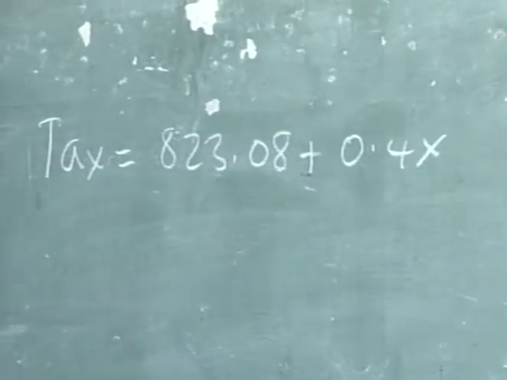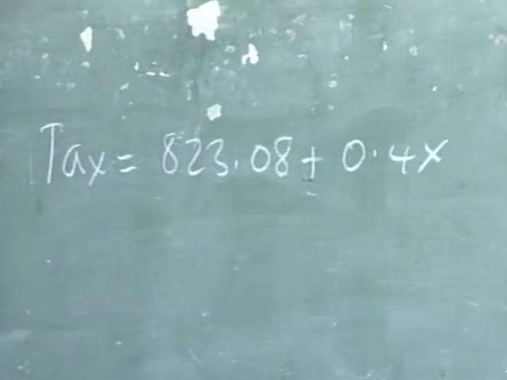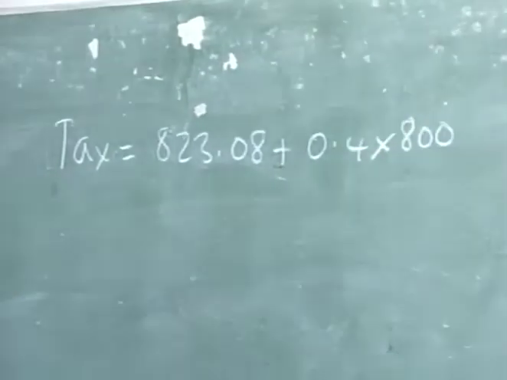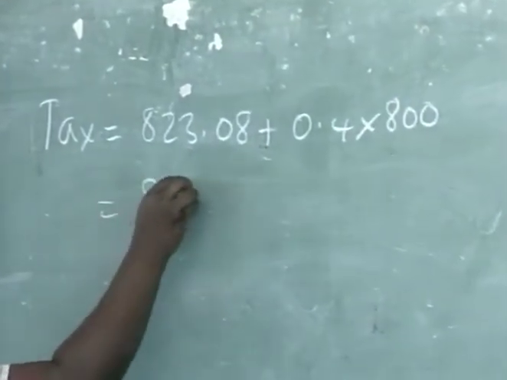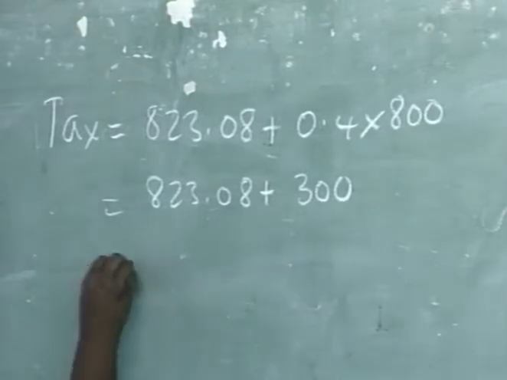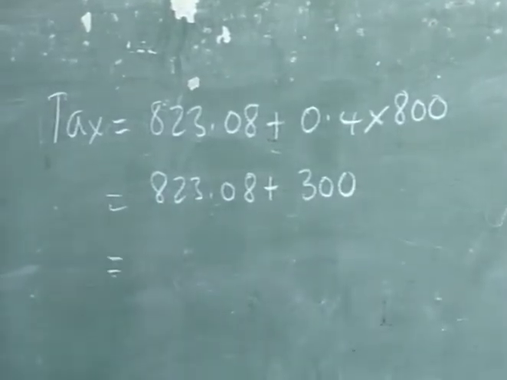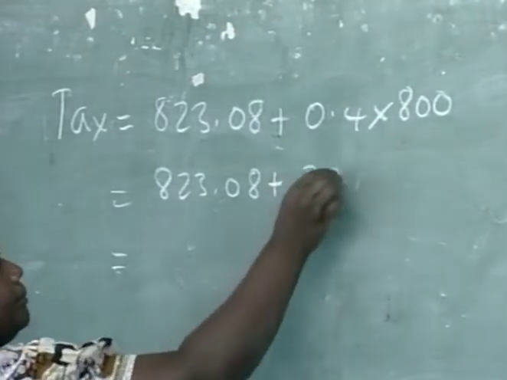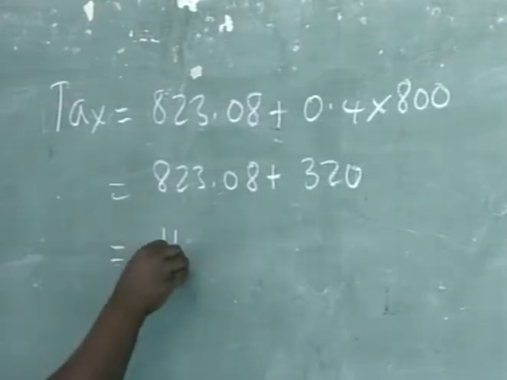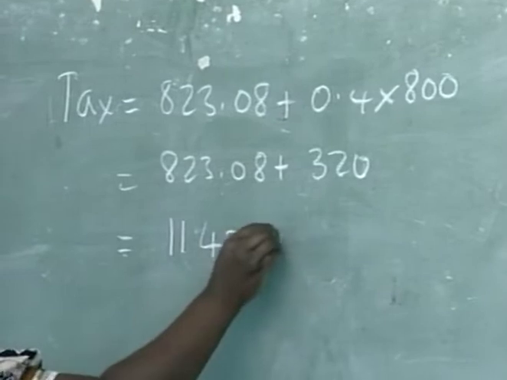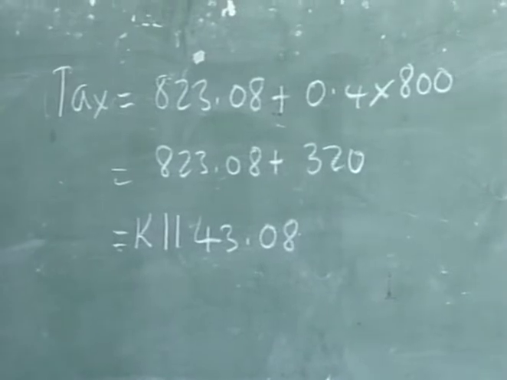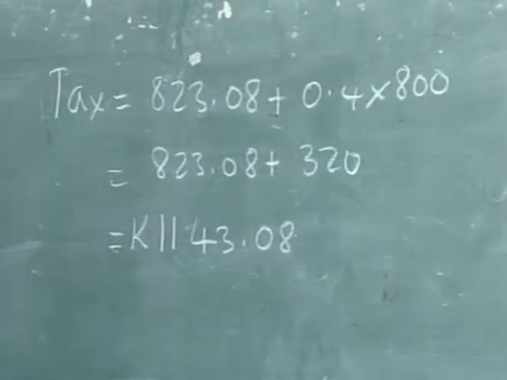So 3,500 take away 2,700 will be 800 kina. So you multiply that 40 toya by 800 kina. So we get 823 kina, 8 toya plus 320 kina, which is 1,143 kina 8 toya. Okay, but she has 3 dependents, so we have to decrease this amount by 40 kina, 38 toya.